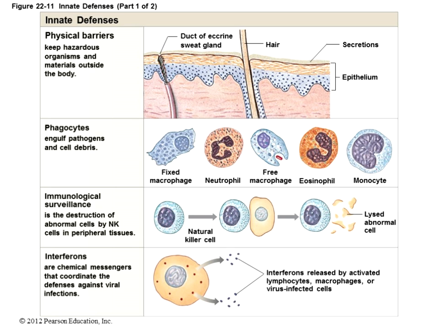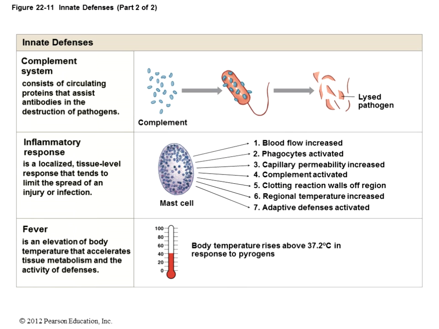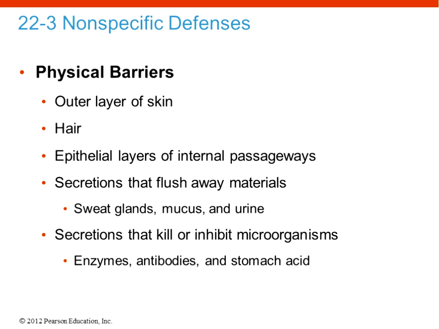All right, so here's a nice image showing all of these different components, and I'll go back and forth to it. So physical barriers, phagocytes, immunological surveillance, interferons, complement, inflammation, and fever. And so this is a nice chart because it gives a brief description of each of the 7 components, and then also it has an illustration to go with it. So I'm going to go back to this as we work through these.